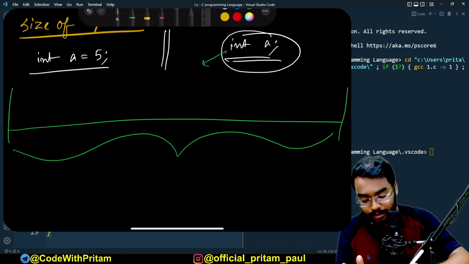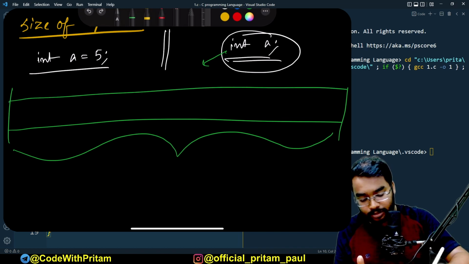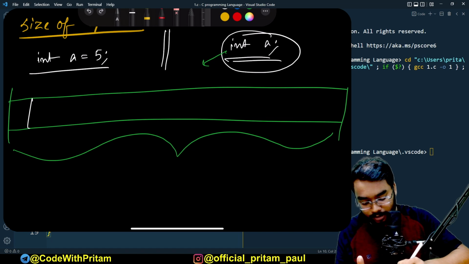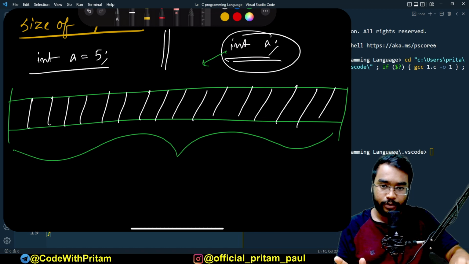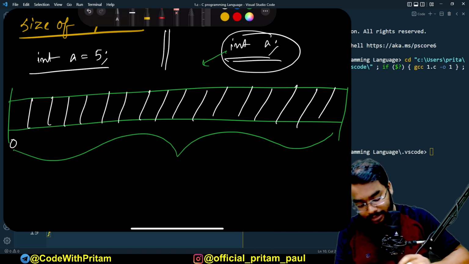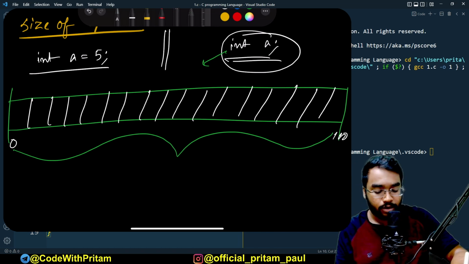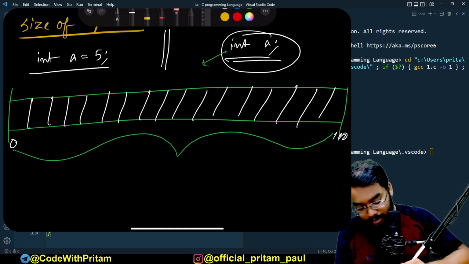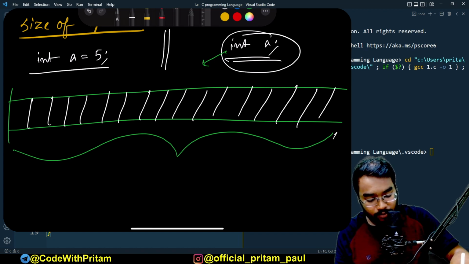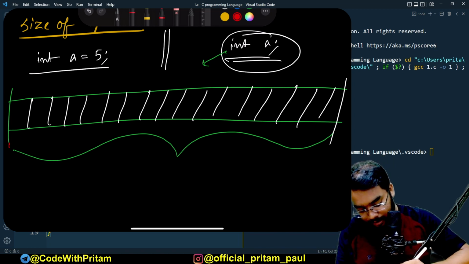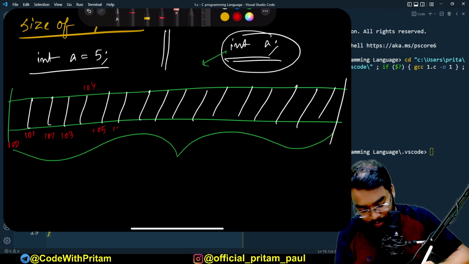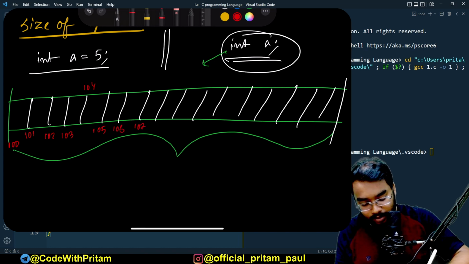It's just like this, you can understand. There are many blocks simultaneously connected to each other in a contiguous memory location. Memory locations start from, for example, 0 to 100. It's not defined anything, but I would start by, for example, 100. So this is 100, this is 101, 102, 103, 104, 105, 106, 107, 108.